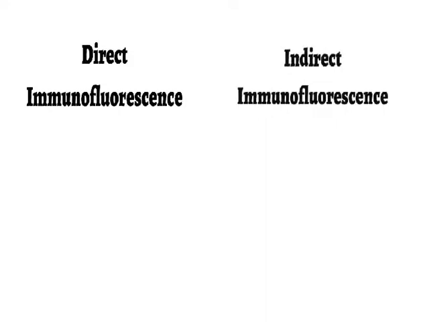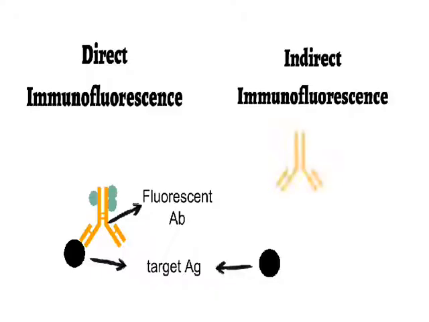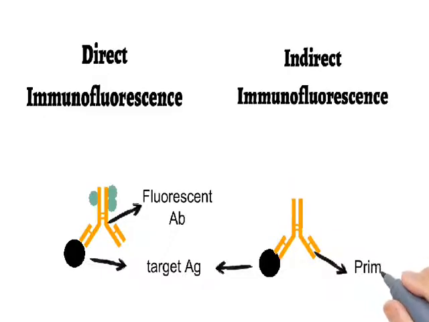There are two types of immunofluorescence: direct immunofluorescence and indirect immunofluorescence. In case of direct immunofluorescence, fluorescent antibodies directly bind to the target molecule, that is the target antigen, like this. But in case of indirect immunofluorescence, first a primary antibody, which is not connected to the fluorochrome, is added and it binds to the target antigen like this.